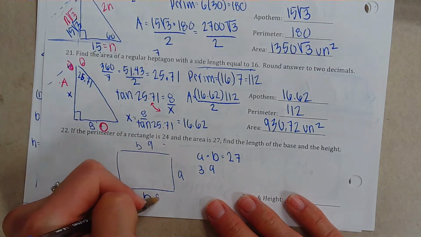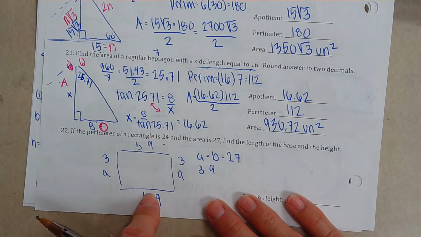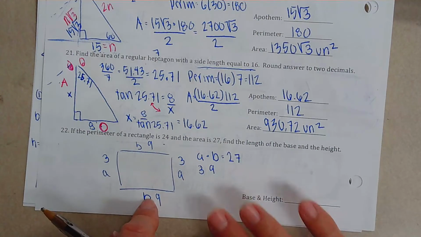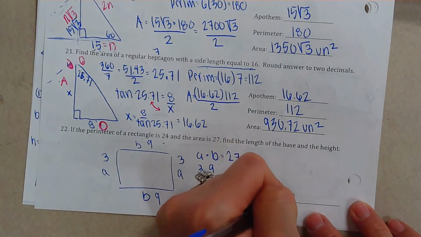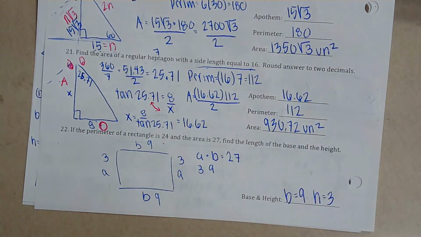So let's say this is 9, this is 9, this is 3, this is 3. 9 plus 9 is 18. 3 plus 3 is 6. 6 plus 18 is 24. Oh, that works. So our base is equal to 9 and our height is equal to 3.